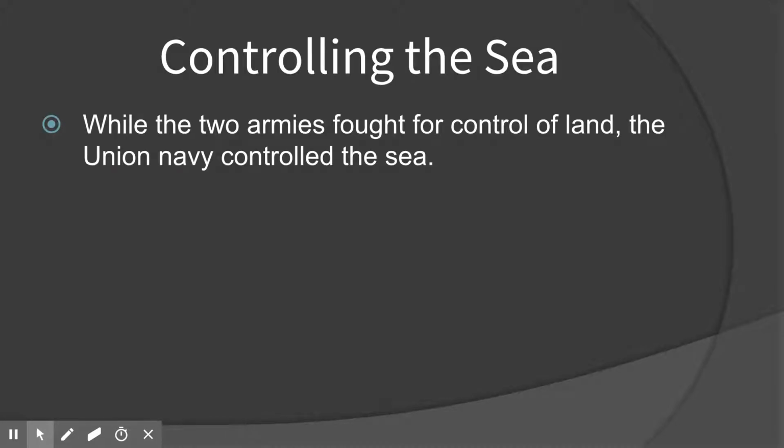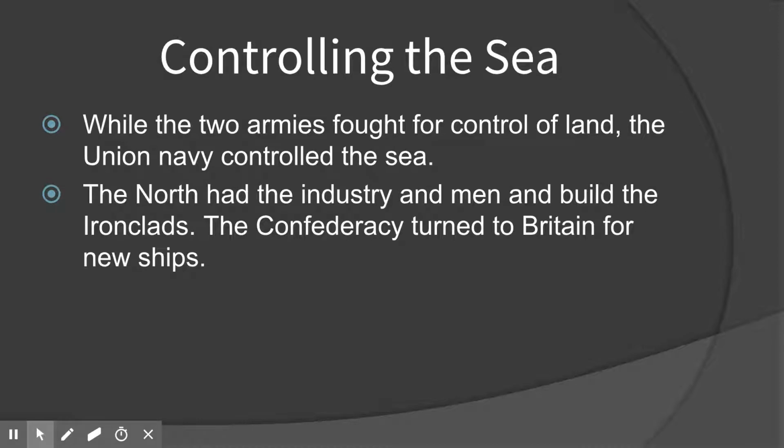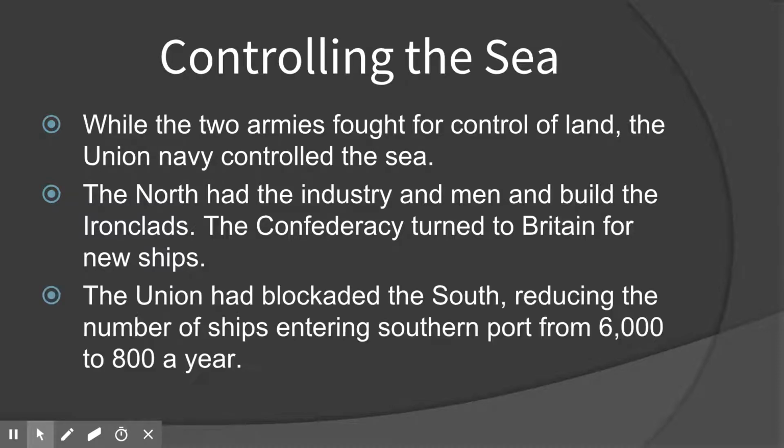Now, while we have two armies fighting for control of land, there's actually the Union Navy that's controlling the sea. So the North had the industry and men to build the ironclads, the ships heavily armored with iron. So the Confederacy is going to turn to Great Britain for new ships because obviously the North isn't going to supply them with anything.